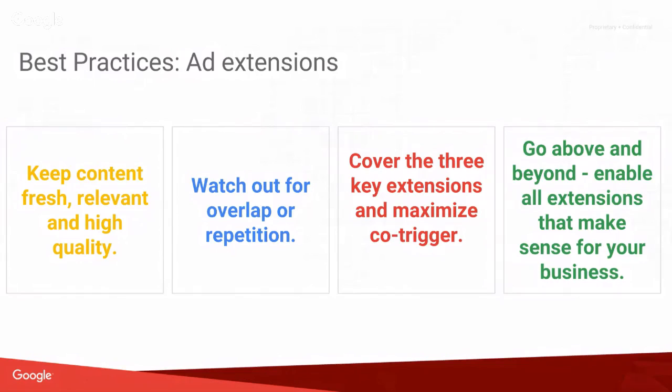Cover the 3 extensions that are universally relevant, again, Sitelinks, structured snippets, and callouts, and then one additional ad extension that's relevant to your business to maximize the co-triggering. And again, we can show up to 4 extensions per ad on the search results page. And lastly, go above and beyond. Enable all extensions that make sense for your business. There's no limit to the extensions that you can add. You can add all of them if they're relevant to your business.